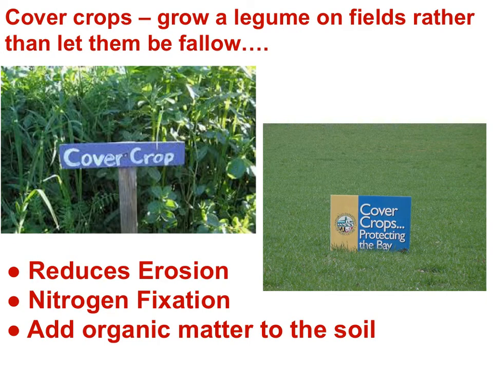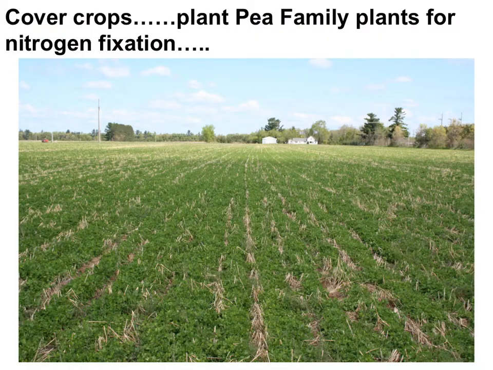Here are images of cover crops, pea family plants, on the field, and this is instead of having the field be fallow, be empty with exposed soil. Using a cover crop serves to reduce erosion. It encourages nitrogen fixation through the use of the pea family plant, and cover crops add organic matter to the soil because the plants are turned into the soil at the end of the season. Here is a nice photograph of a cover crop.